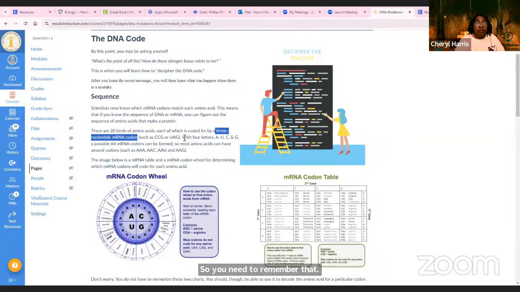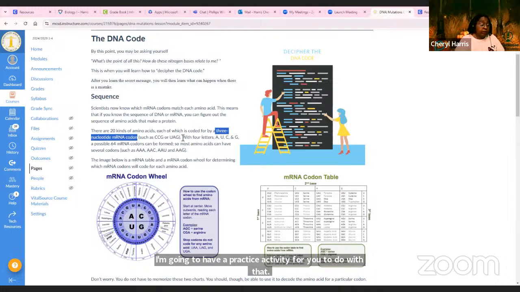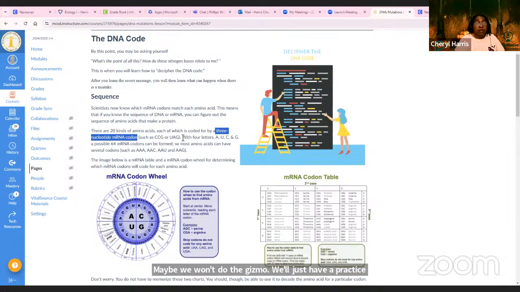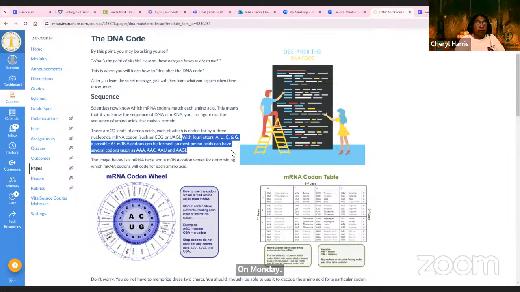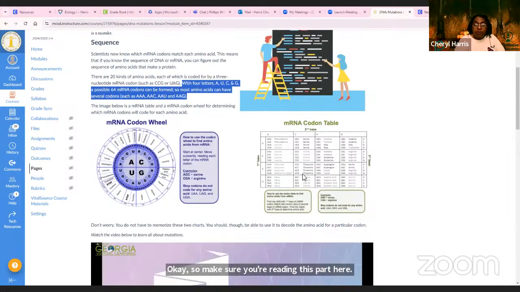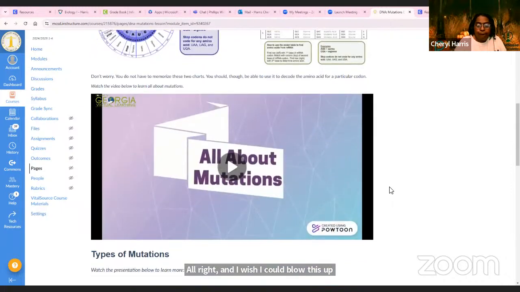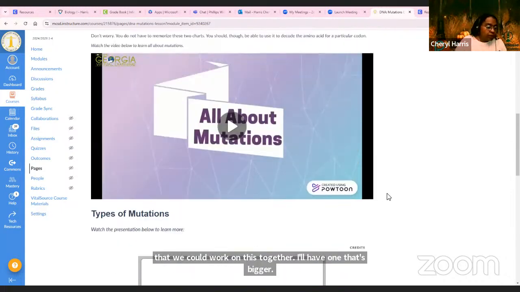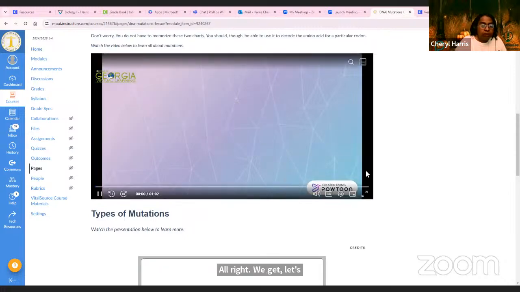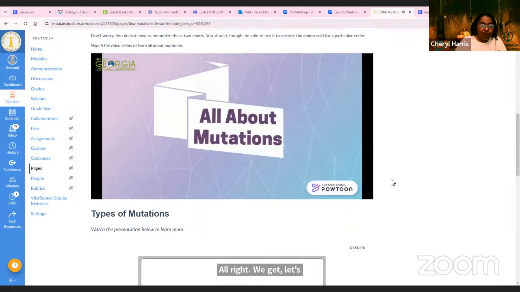I'm going to have a practice activity for you to do with that. Maybe we won't do the gizmo. We'll just have a practice activity where you just have to read the template and create an amino acid. So that's what we're going to do on Monday. Make sure you're reading this part here. I wish I could blow this up so that we could work on this together. I'll have one that's bigger. Let's see, how long is this? Not long.